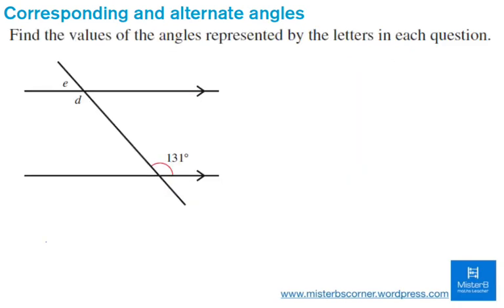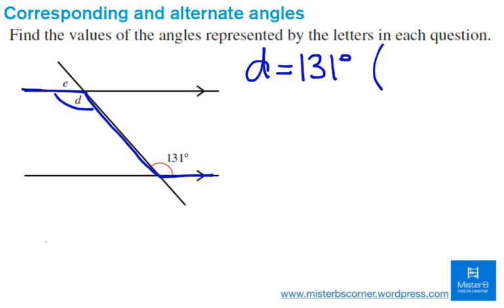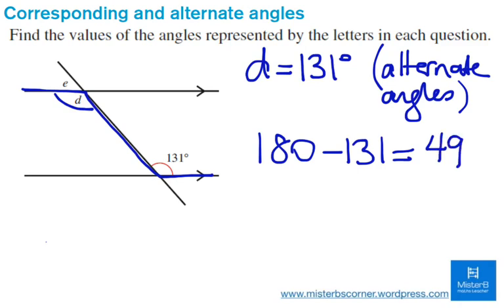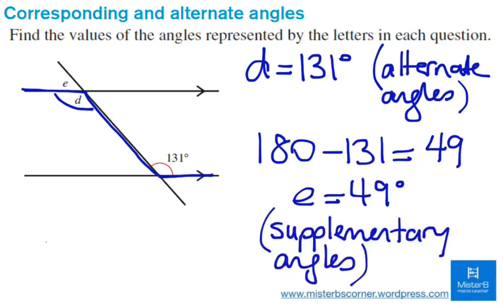Now, some examples. As D is here inside the Z, I can say that D is equal to 131 degrees. Why? The reason is they are alternate angles, and once I have D known, I can just find E, saying 180 minus 131 equals 49. Well, E would be 49 degrees. Reason is supplementary angles. So we never forget to write down the reason, however easy the calculations are.